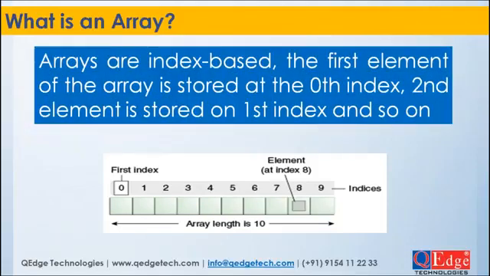Arrays are index based, zero based index. First element is stored in the zeroth index, second element is stored in the first index, and so on. If you want to get the length of an array, array name dot length. For Java collections there is a method called size. For fixed size arrays, we have to use length. For Java collections like list and set, we have to go for size. We'll talk about that down the line.